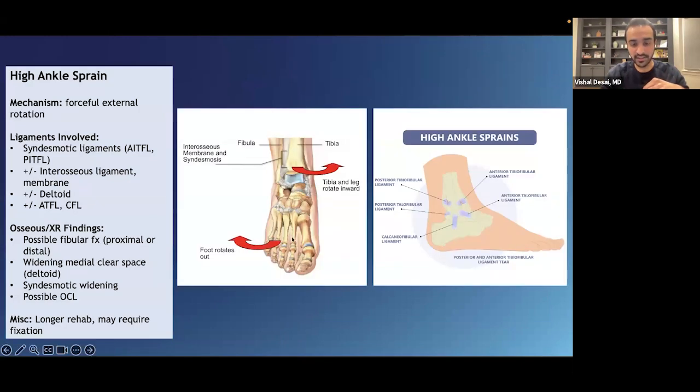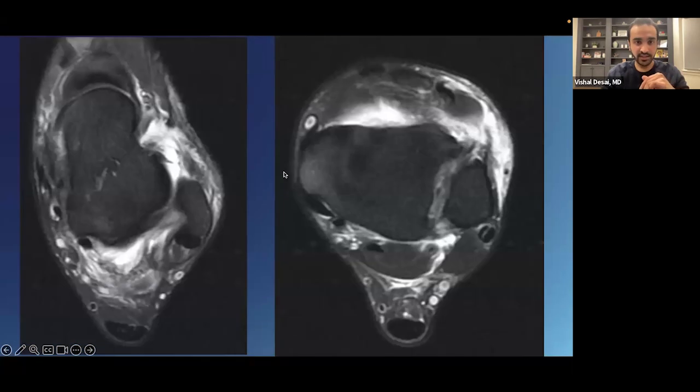So in diagram format, this is your foot rotating outwards, your tib and fib remaining in place or actually rotating inwards, causing tearing of the interosseous membrane and your syndesmosis. So on imaging, starting at the inferior end, we have tearing of the ATFL, may or may not be present in a high ankle sprain.